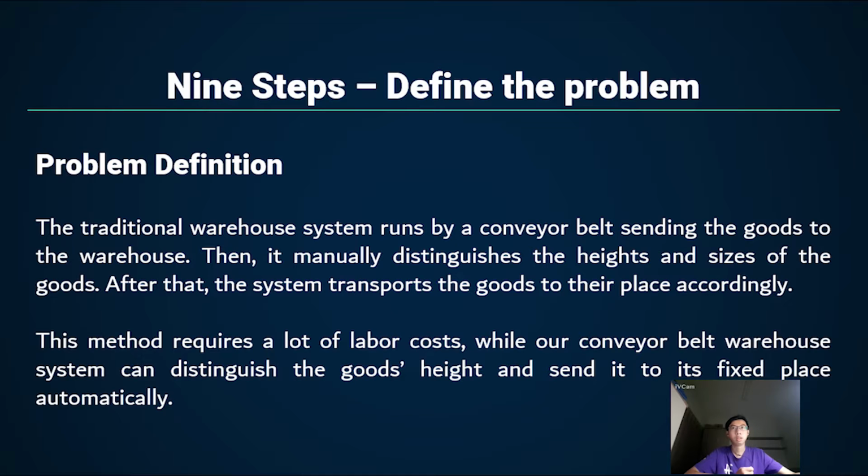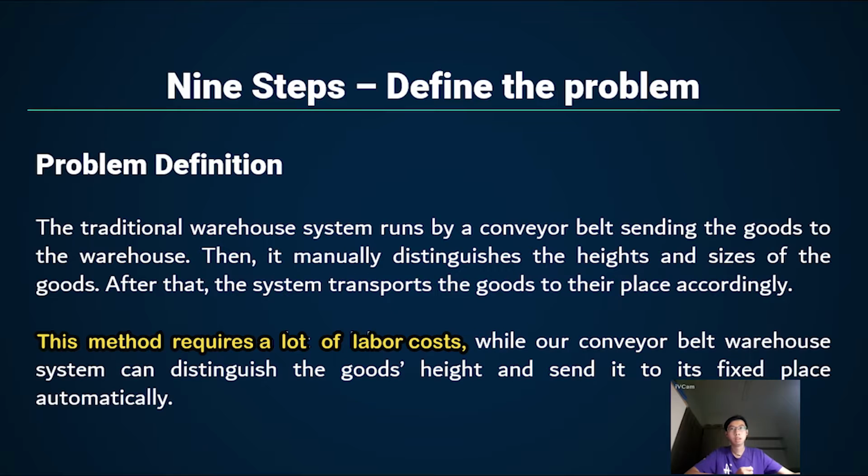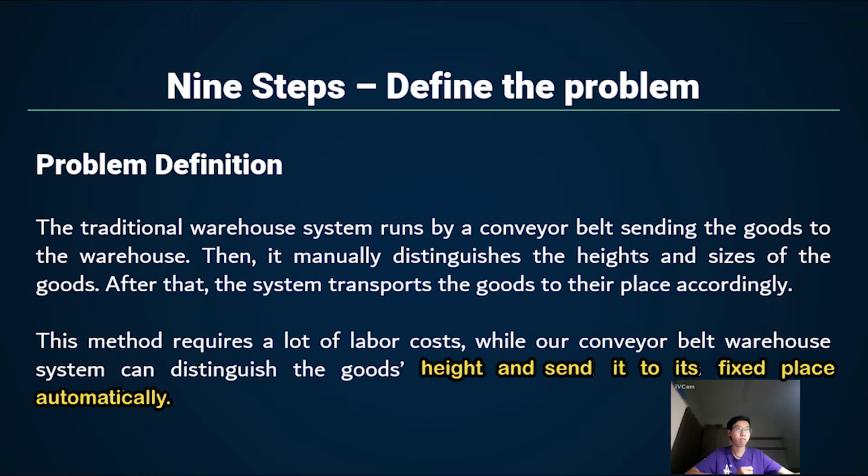Problem definition. The traditional warehouse system runs with a conveyor belt sending the goods to the warehouse. Then it manually distinguishes the height and size of the goods. After that, the system transports the goods to their place accordingly. This method requires a lot of labor cost, while our conveyor belt warehouse system can distinguish the goods height and send it to its fixed place automatically.